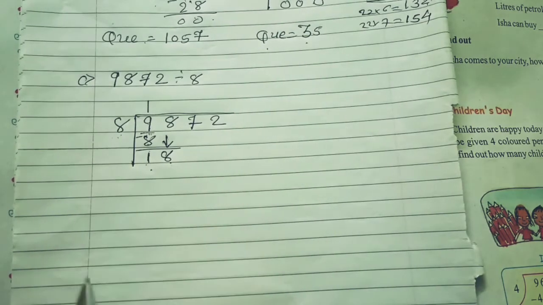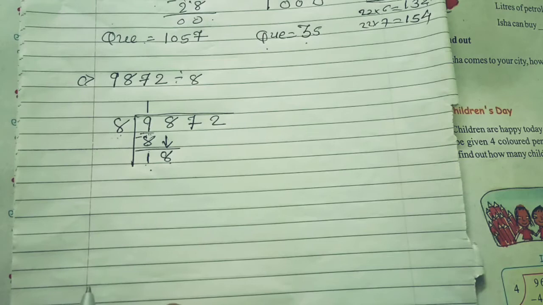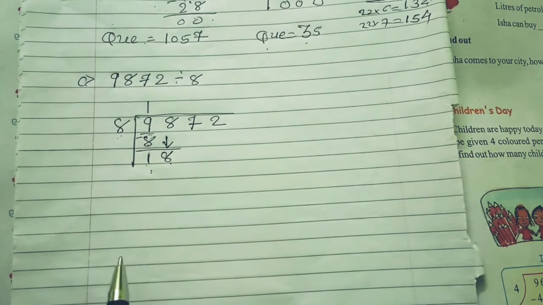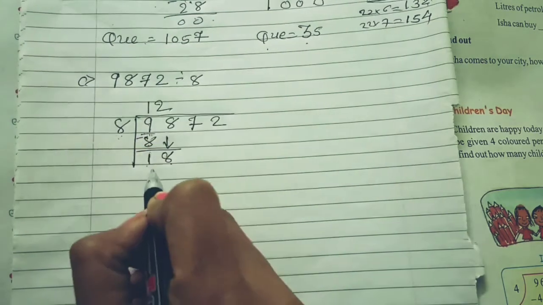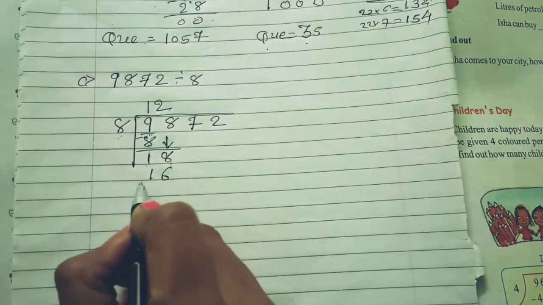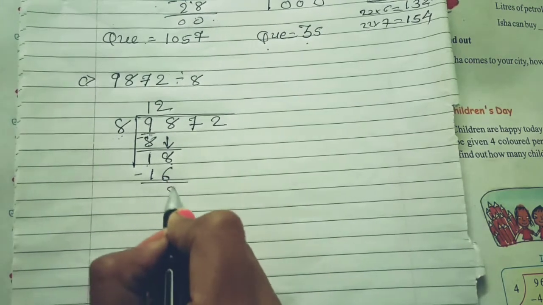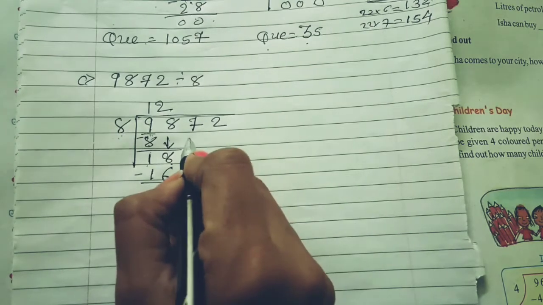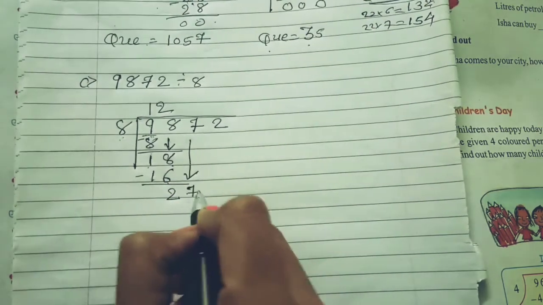So 8 के table में 18 तो नहीं आता, but 8 twos are 16 and 8 threes are 24. 24 is not possible, so उसके पहले तुरंत पहले है 8 twos are 16. Then subtraction, 8 minus 6 is 2 and 1 minus 1 is 0. Then we'll bring 7 down.